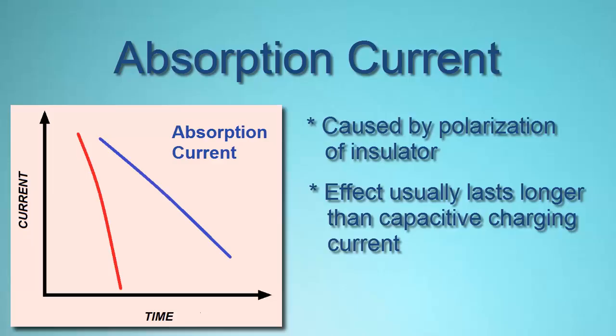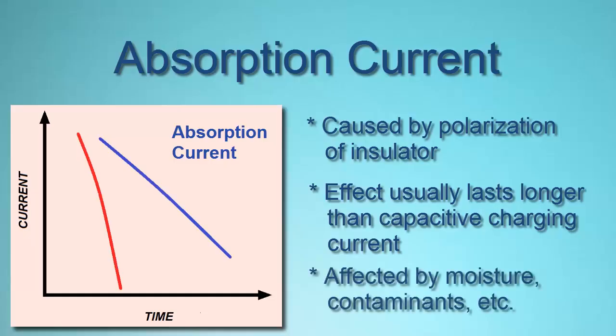The length of time it takes for absorption current to fall off can be affected by moisture or other contaminants in the insulation material. Therefore, absorption current is an important indicator of insulation integrity.